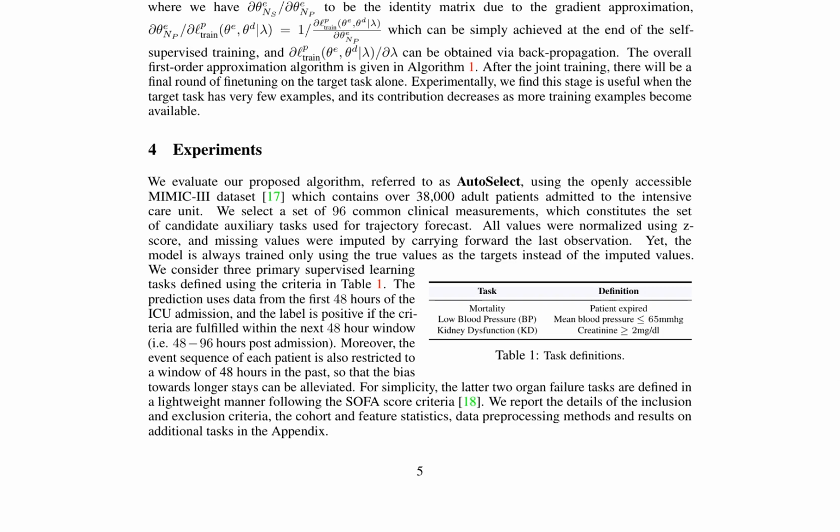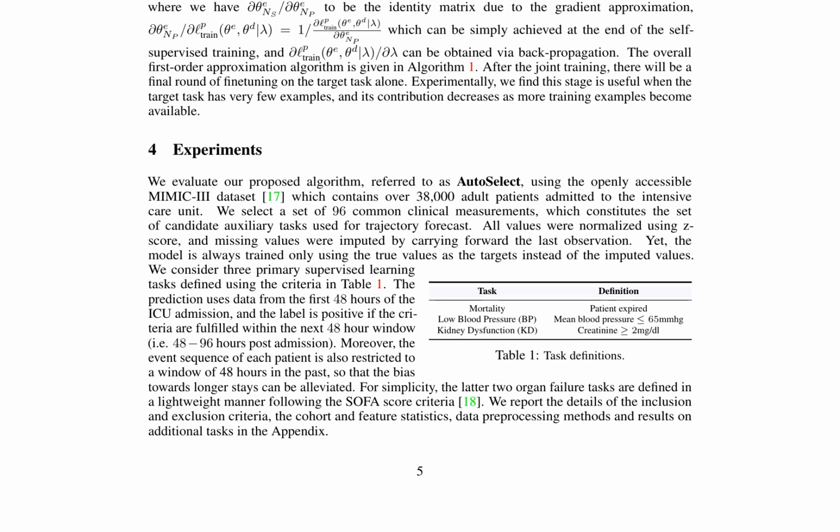The proposed algorithm, referred to as AutoSelect, is evaluated using the MIMIC-II dataset, comprising over 38,000 adult patients admitted to the intensive care unit. A set of 96 common clinical measurements is selected as candidate auxiliary tasks for trajectory forecast, including mortality, low blood pressure, and kidney dysfunction, defined using specific criteria. Predictions utilize data from the first 48 hours of ICU admission, with positive labels if the criteria are fulfilled within the next 48-hour window.